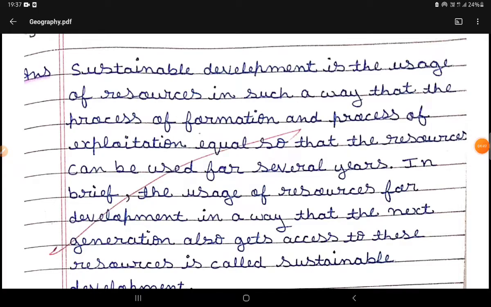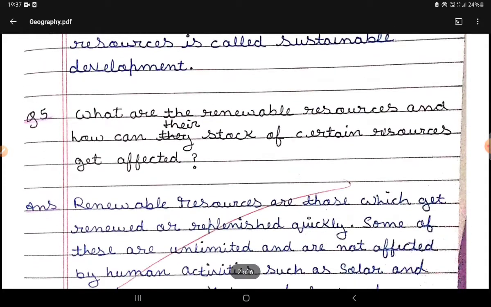Like if a man dug a ground and he filled the ground with water, that water can be used for several days and several months, and if he has dug it bigger, it can be used for years. So it's a sustainable development.